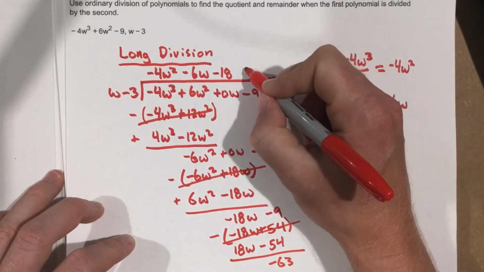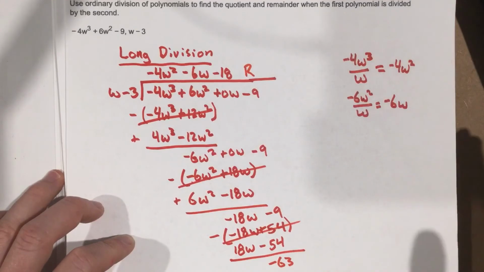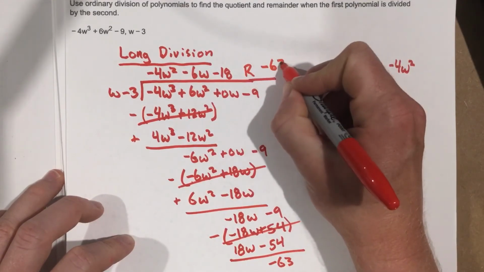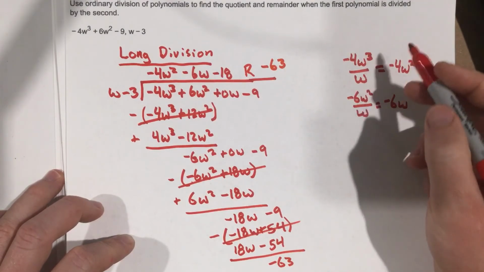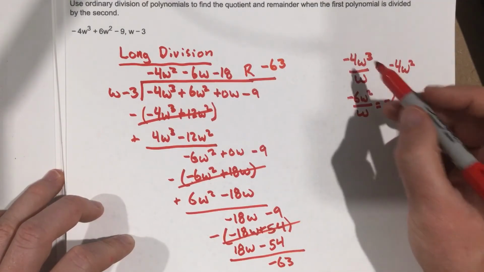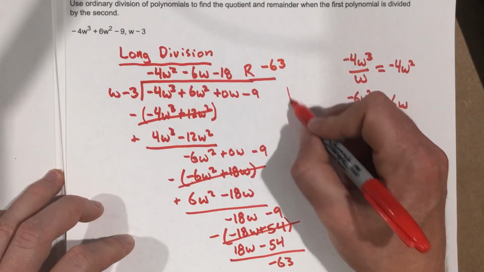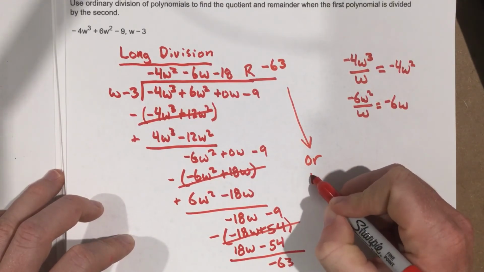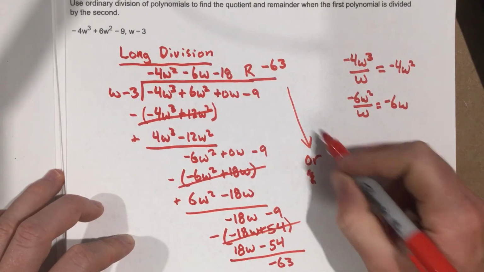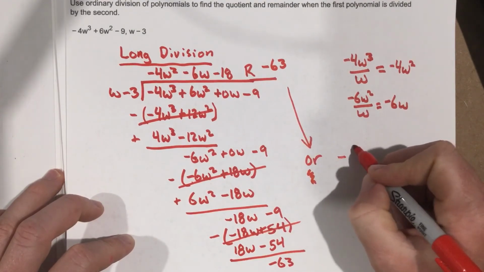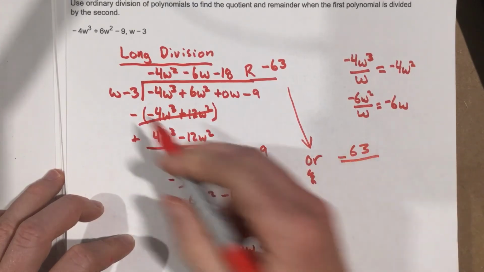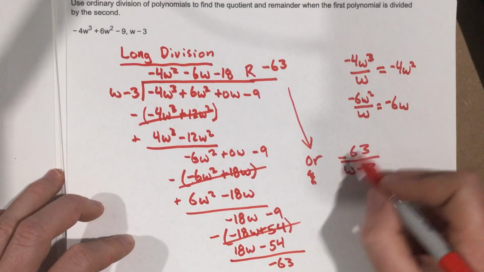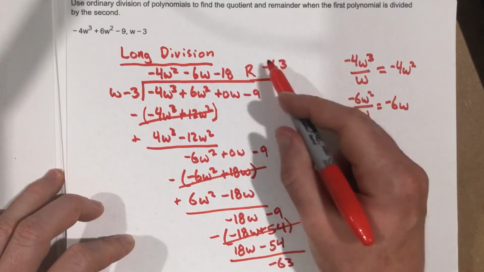So we have remainder. And they may ask for the remainder in many ways. You can write remainder negative 63, or you might write remainder, or you might not even write remainder, you might just say minus 63 over what you divided by, which was w minus 3. Sometimes they ask you for this, sometimes they just say, give me the remainder.